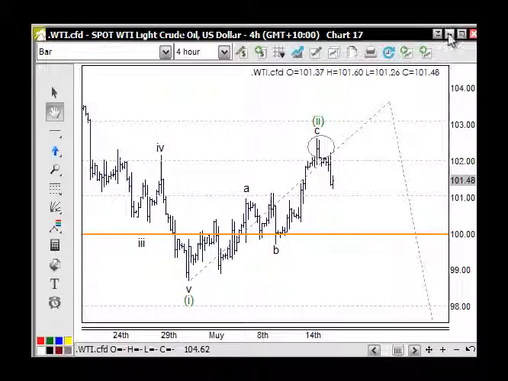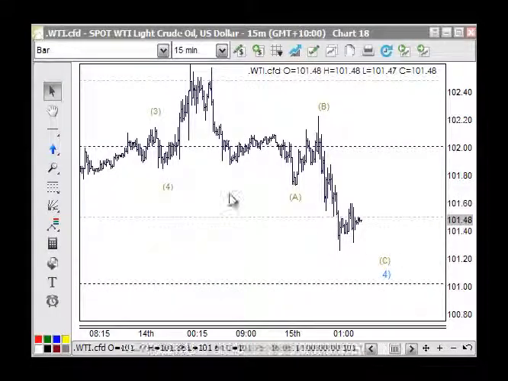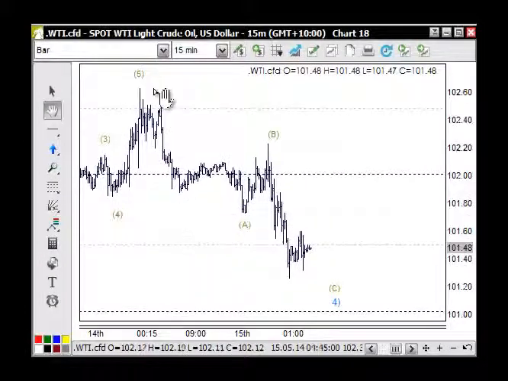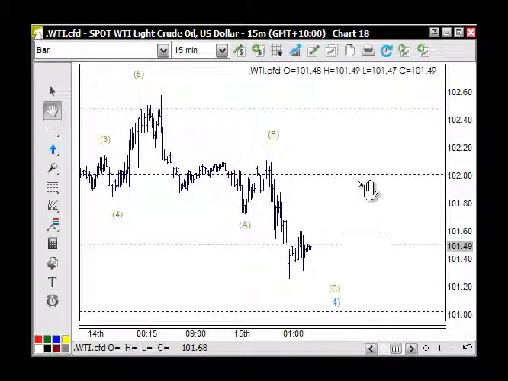But we just need to be a little bit mindful of this move currently coming down here, still as an ABC for wave 4 here, and then moving up to 103. So I suggest just chilling out and waiting for it to fall into place a little, get confirmation on it. But I'll leave that up to you.